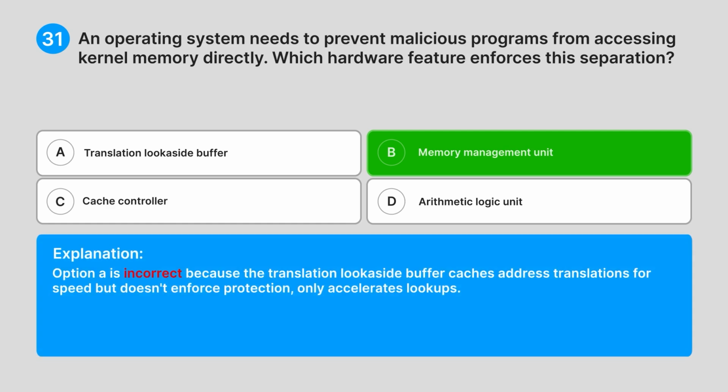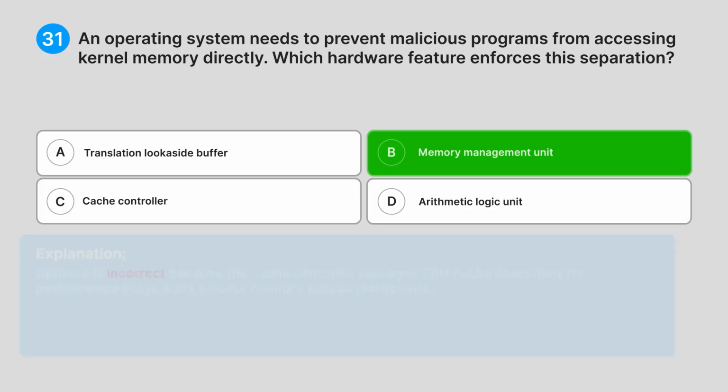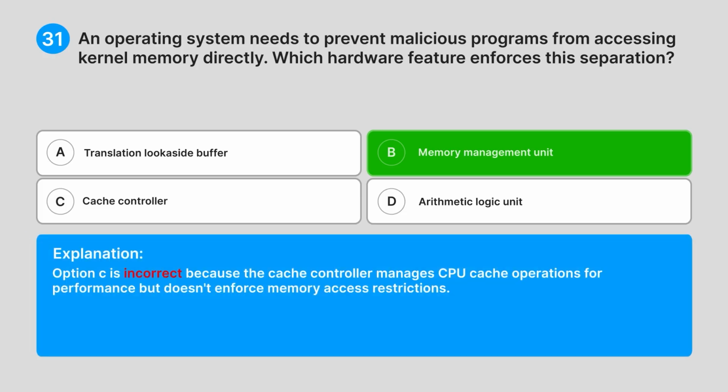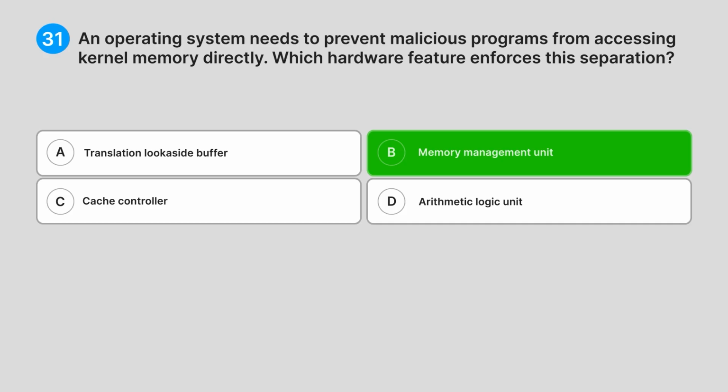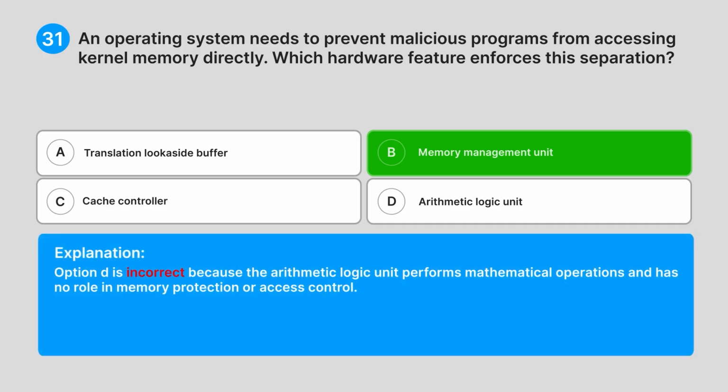Option A is incorrect because the translation look-aside buffer caches address translations for speed but doesn't enforce protection, only accelerates lookups. Option C is incorrect because the cache controller manages CPU cache operations for performance but doesn't enforce memory access restrictions. Option D is incorrect because the arithmetic logic unit performs mathematical operations and has no role in memory protection or access control. The memory management unit is your system's security guard for memory access.